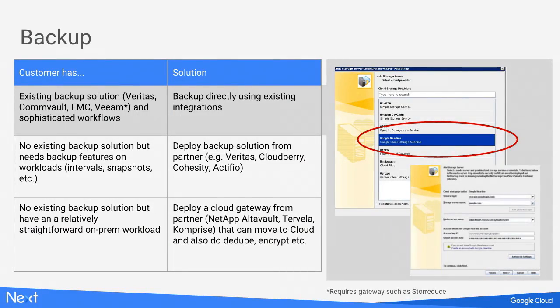So to talk about backup, if you have existing backup solutions, you can very easily retarget your backup destination to the cloud. We work with partners like Veritas and so on, and it's just a UI change. You can see the example here on the right. If you don't have existing backup solutions, we are working with a lot of partners that support us today, so you can talk to them. If you don't have existing backup solutions, but your workflow or data set is very simple, then you can use cloud gateway solutions. Again, we have a lot of partners that will support you on that.